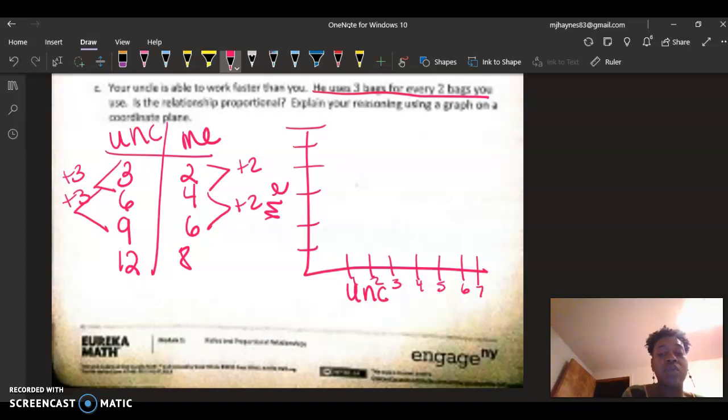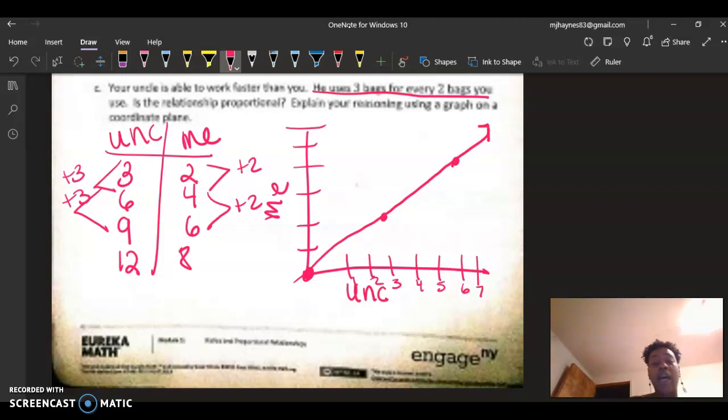When Uncle is 3, I'm 2. Check. When Uncle is at 6, I'm 4. 1, 2, 3, 4. Check. When Uncle is at 12, I cannot draw over there because my screen is cracked. But if you see where this is going, it will be a straight line. So explain your reasoning. Because we got a straight line through the origin.